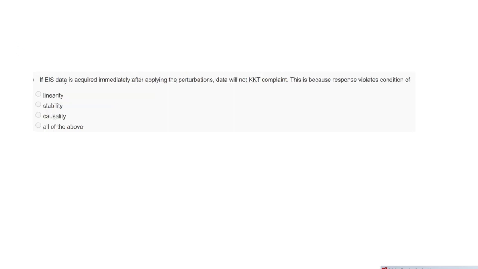Now, if this EIS data is required immediately after applying perturbation, the data is not KKT compliant. So what is the reason? Because the response violates the conditions of linearity, stability, causality, all of the above.